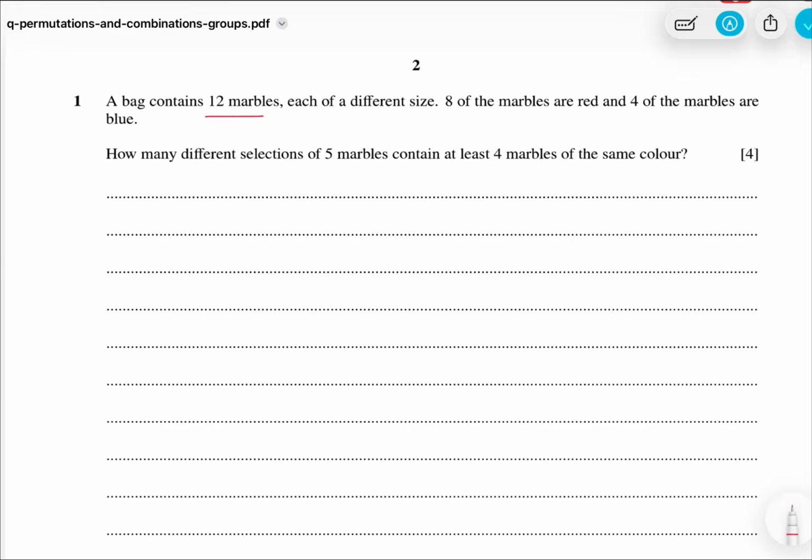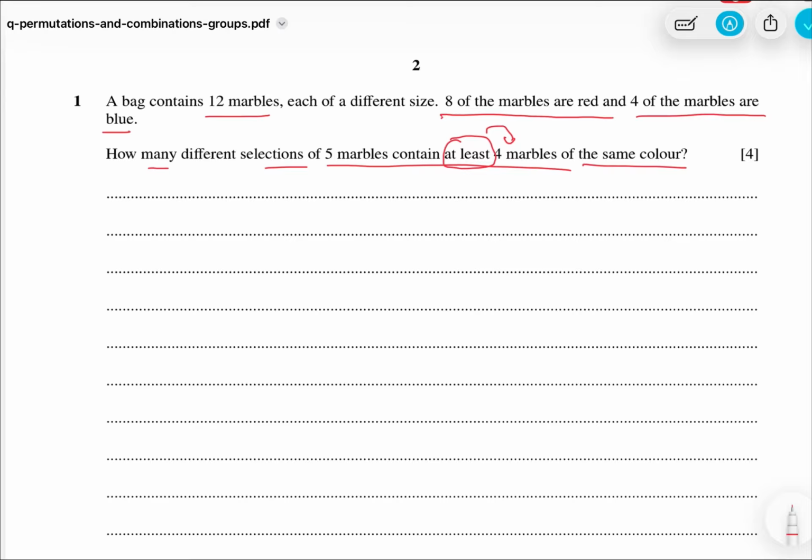The bag contains 12 marbles, each of different size. 8 of the marbles are red, 4 of the marbles are blue. How many different selections of 5 marbles contain at least... See, I told you? This is where you will make mistakes. At least 4 marbles of the same color. Open your mind and start thinking like a mathematician, like Professor X. Think like me.